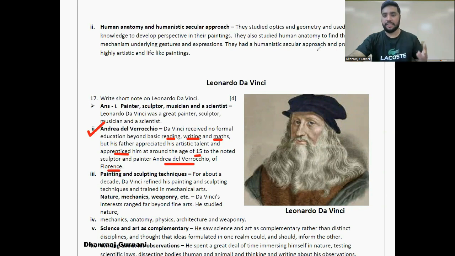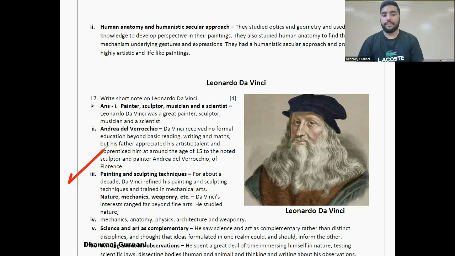Apprentice means sending someone to learn from a skilled person. That person is skilled. So here, del Verrocchio was skilled. He was a painter and sculptor of Florence, and Da Vinci in his early years, around the age of 15, learned sculpturing and painting from del Verrocchio.